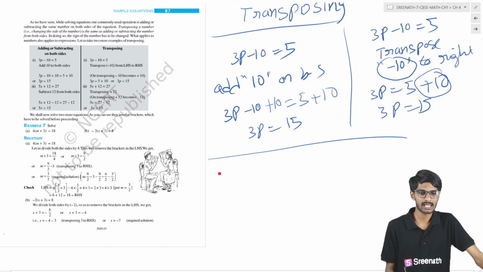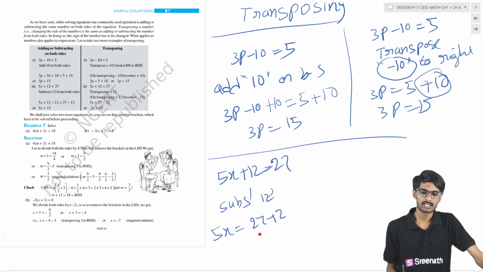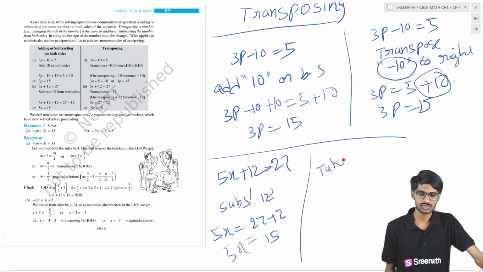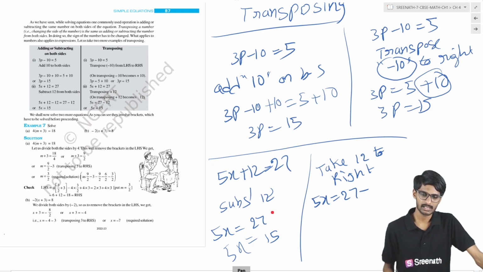This is one example. Now another example, 5x plus 12 equal to 27. What will you do? Subtract 12 on both sides, then 5x is equal to 27 minus 12, and the answer is 5x equal to 15. Now transpose 12 to the right side. In this case 5x equal to 27 minus 12, then again 5x equal to 15.